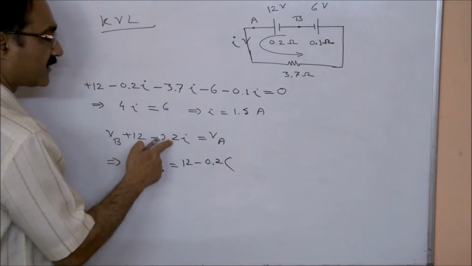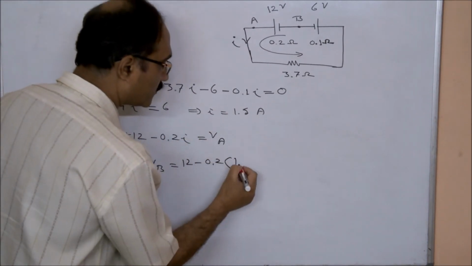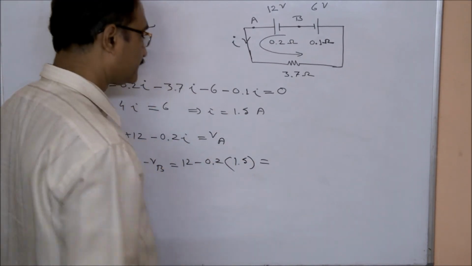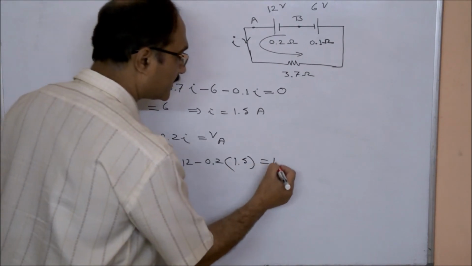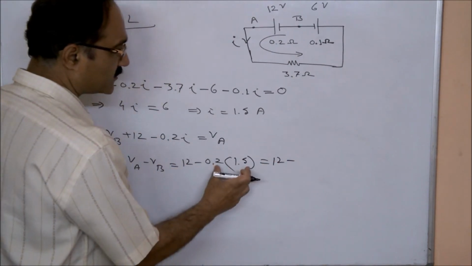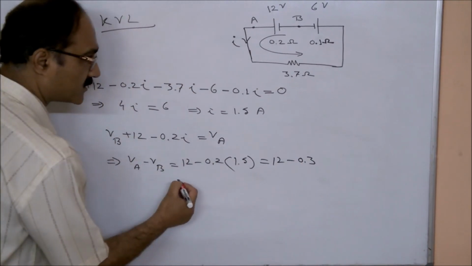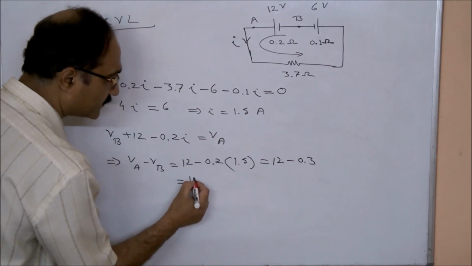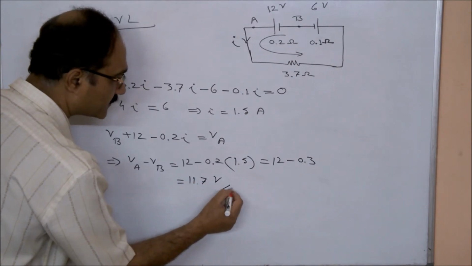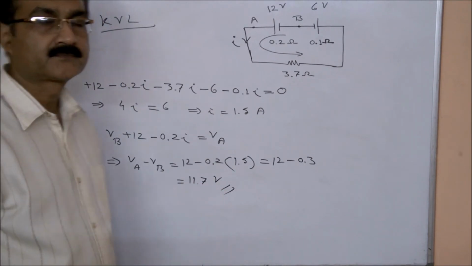So instead of I write 1.5. So this becomes 12 minus this will be 0.3. So the answer will be 11.7 volt. Clear?